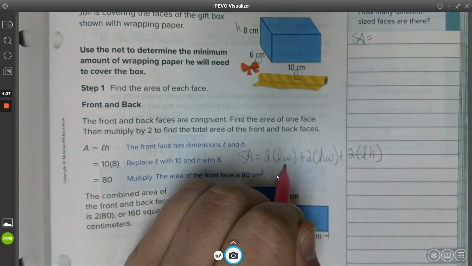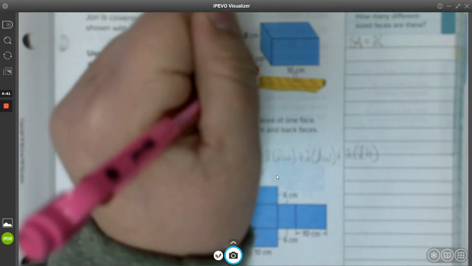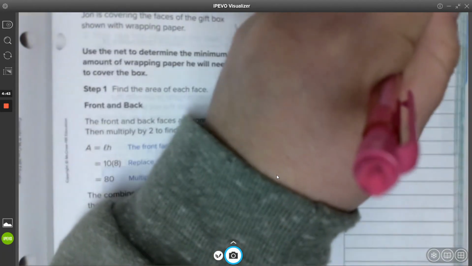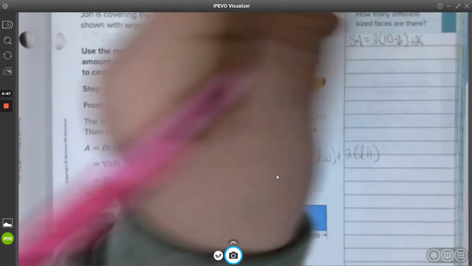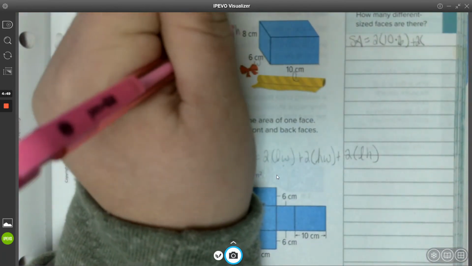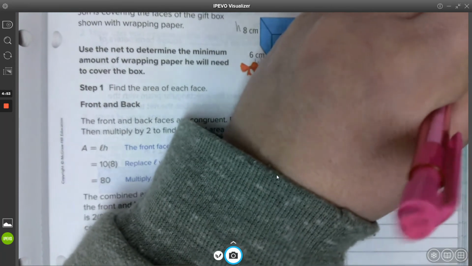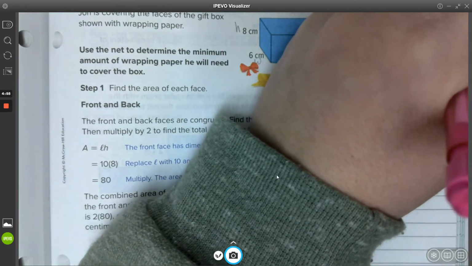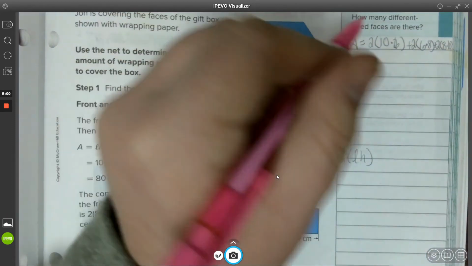So 2 times the length times the width. So 2 times 10 times 6, plus 2 times 6 times 8, plus 2 times 8 times 10. Now, let's go ahead and solve.